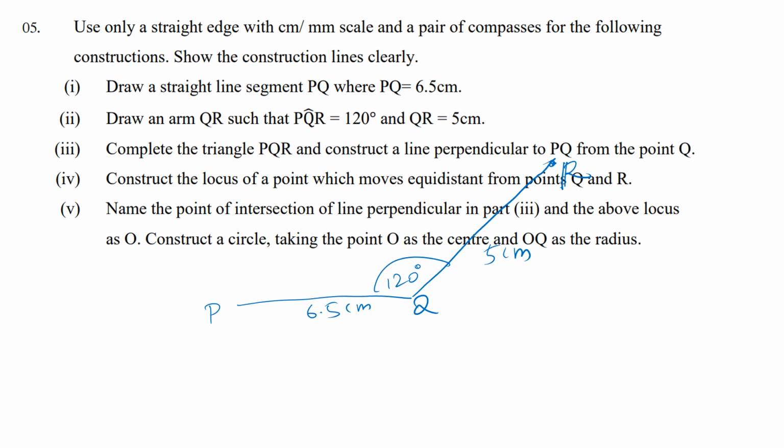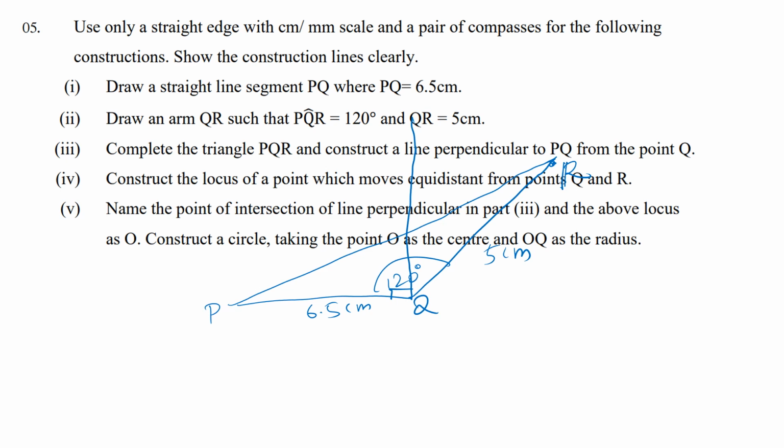And complete the triangle PQR and construct a line perpendicular to PQ. So I will complete this triangle, and so we have here PQ, and we have to construct a line perpendicular to PQ from the point Q. Here point Q is something like this. This is the line I have to construct, which is perpendicular to PQ.